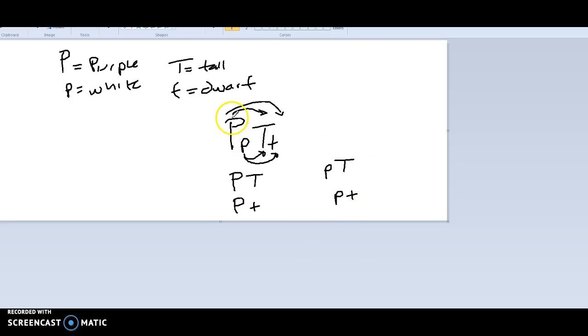Remember that these represent homologous pairs. This is a homologous pair, and this is a homologous pair. And in meiosis, the individual chromosomes have to split, so every gamete gets one of the two P genes, whether it's the big one or the little one, and each one gets the T allele, whether it's the big T or the little t. So we have to look at all the possible ways that the P's and the t's can combine.